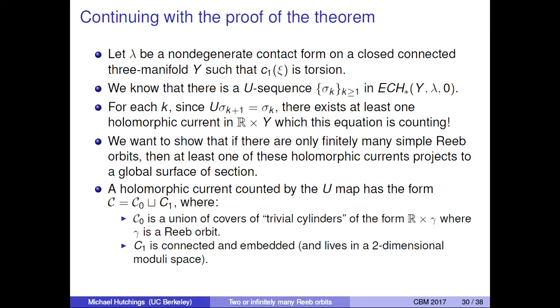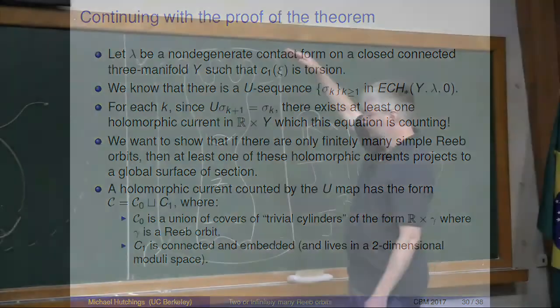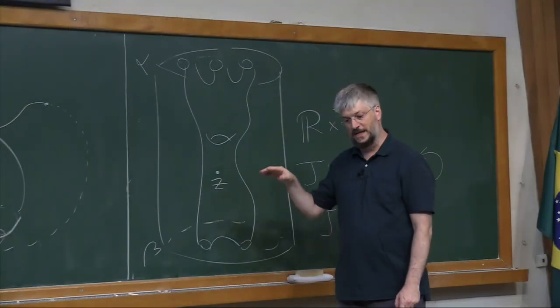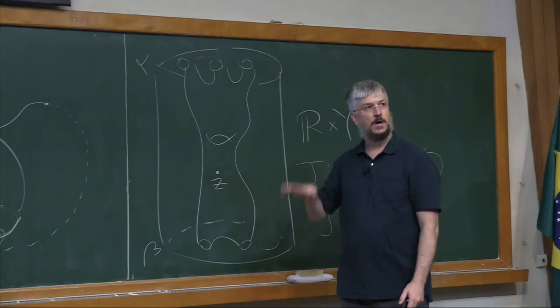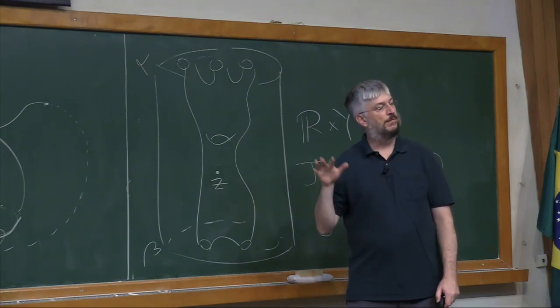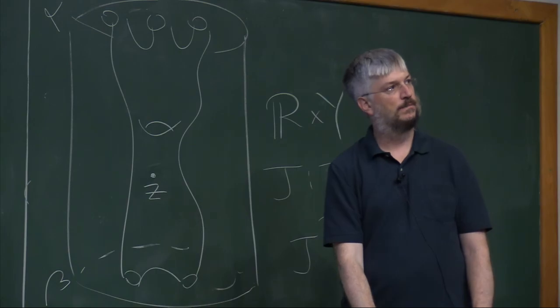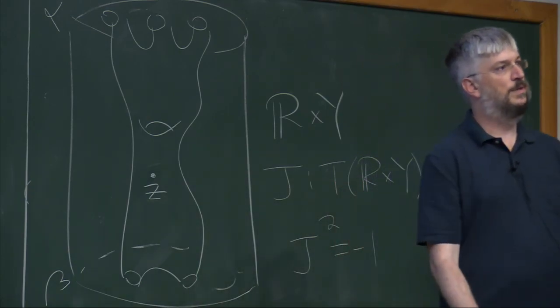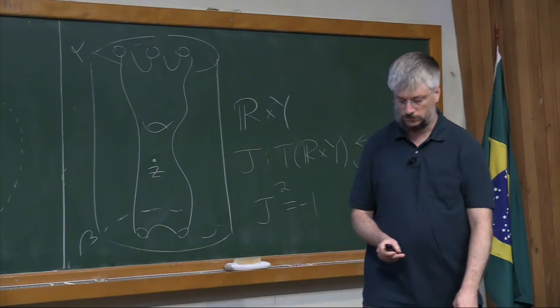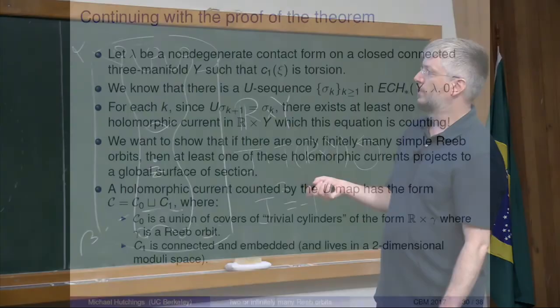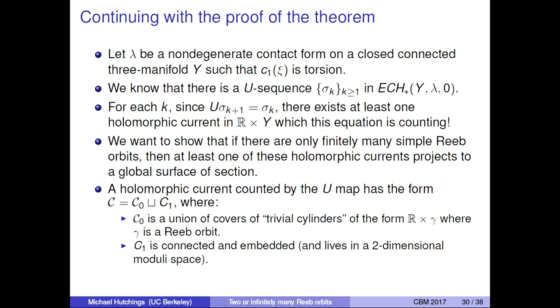What I want to show is that at least one of these holomorphic curves actually gives me the global surface of section that I want. Now these holomorphic curves live in R cross Y, but you can project them from R cross Y to Y. And if you're very lucky, that projection will be an embedding into Y. If you're even luckier, it will be a global surface of section. And what we're going to try to do is show that with these infinitely many curves, at least one of them has this property.